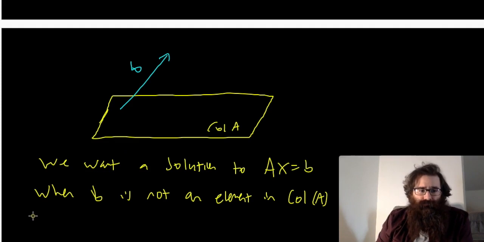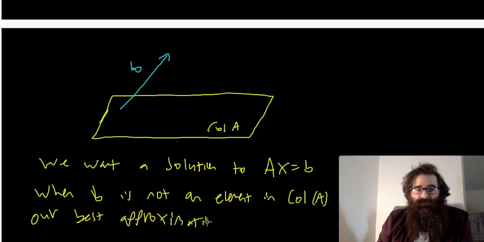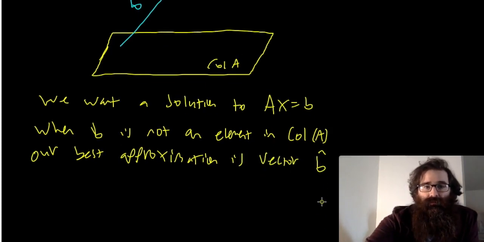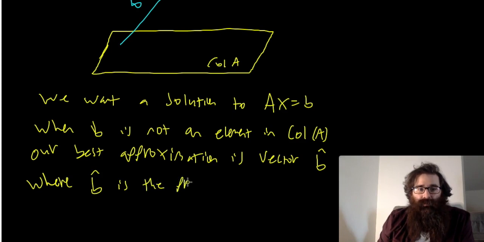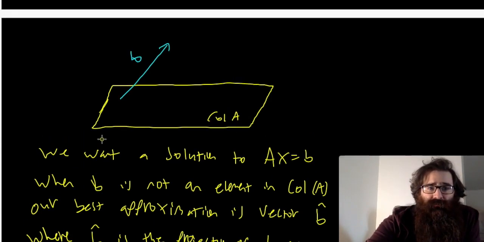So our best approximation, remember this from last time, is vector B hat, where B hat is the projection of vector B onto the column space of A. And let's go ahead and sort of remind ourselves how that would look.